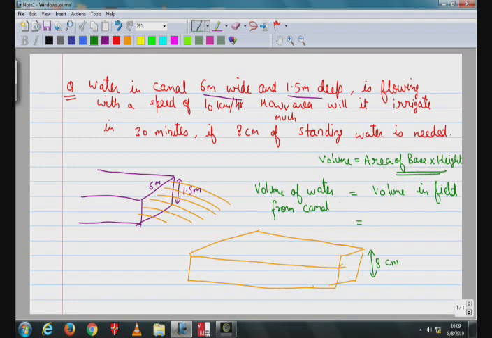Now the volume in the field will be nothing but the area of the base multiplied by the height. How much height will there be of the water? The height is given, which is 8 centimeter. So area of base multiplied by 8 centimeter, that is the volume of the water in the field. Now we have to equate it to the volume of the water coming from the canal.